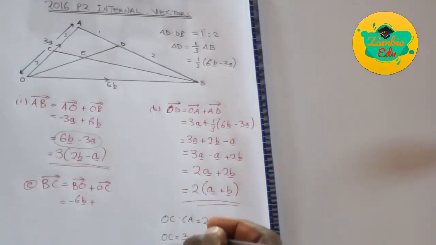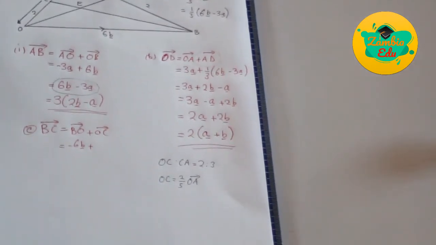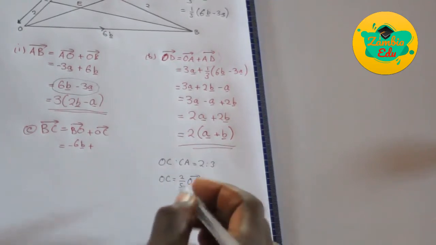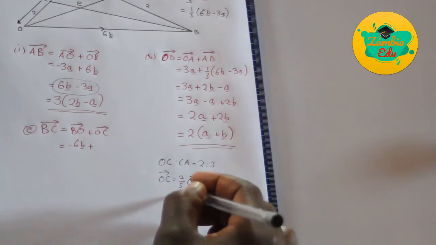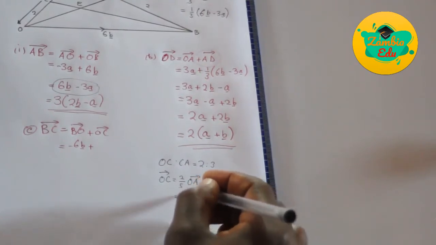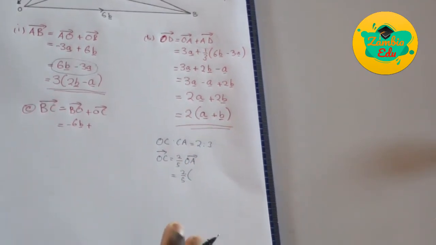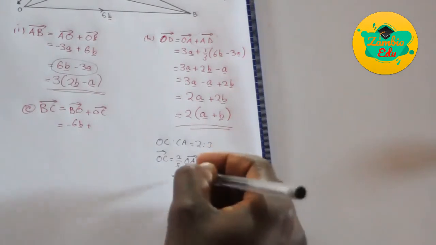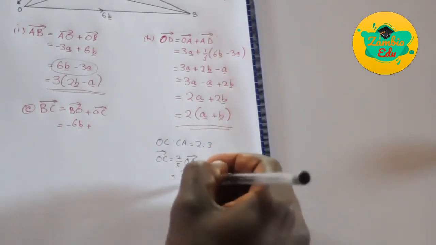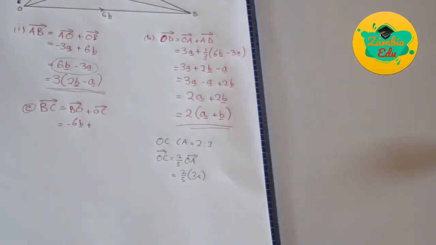So that is what is going to help us to find the value of OC, vector OC rather. So 2/5 open bracket, what is the value of OA? The value of OA, we know that it is 3a. So that's what we are working with.